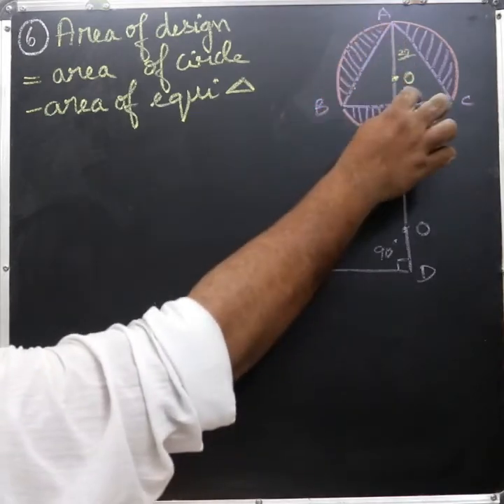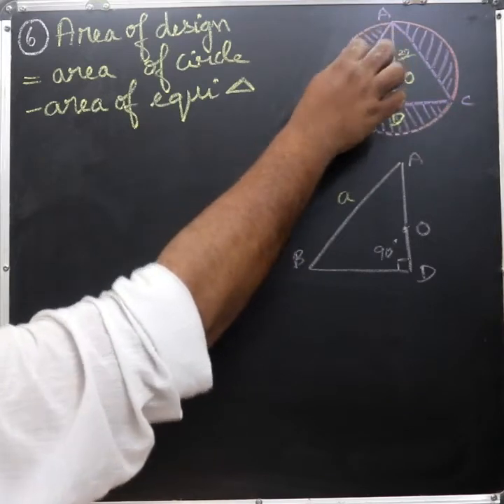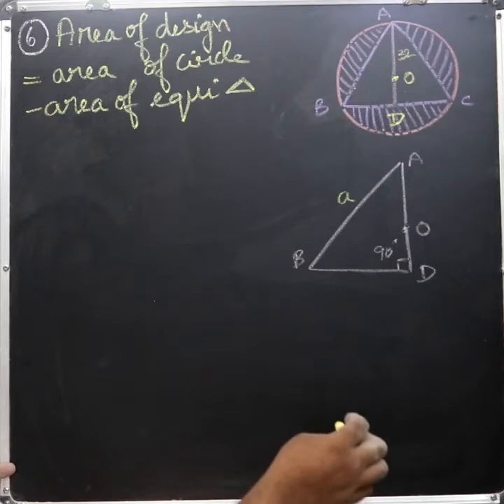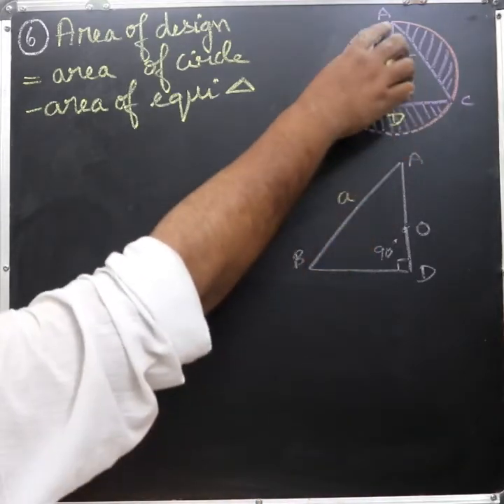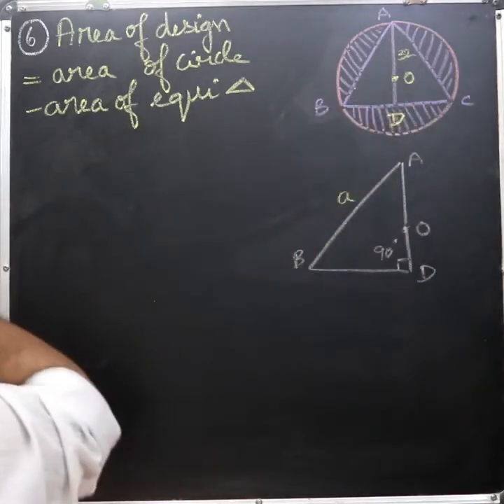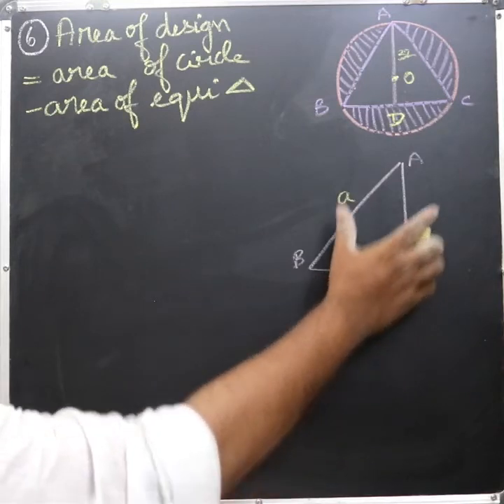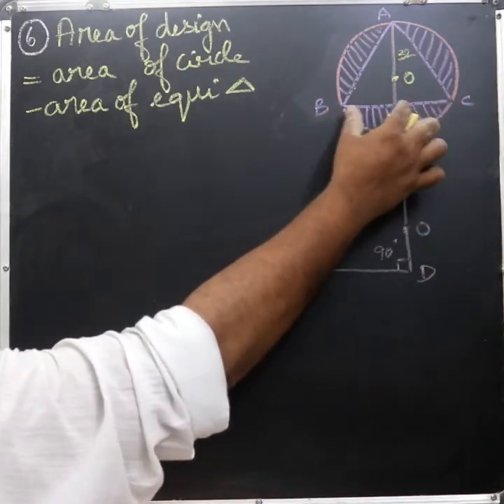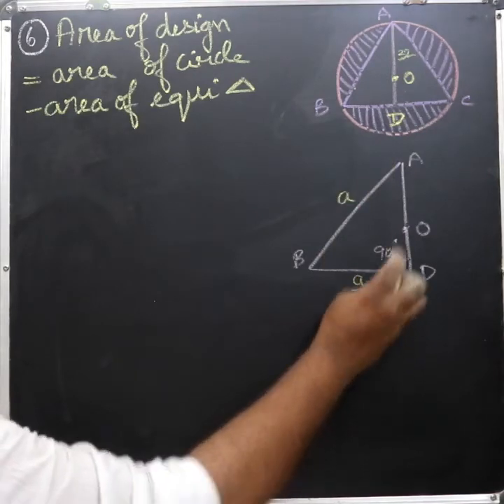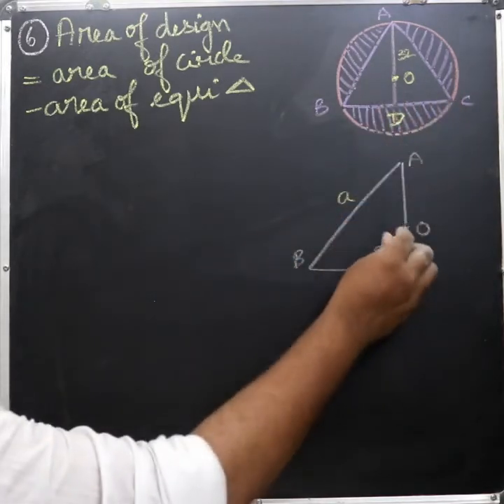Now this is an equilateral triangle. You know that all the three sides will have equal measurement. AB is A, BC is A units, and AC is also A units. You know that the median of a triangle will divide the base into two equal halves. Since it is an equilateral triangle, this point D is going to divide BC into two equal parts. So this side is going to be half of A, A by 2. The other side also will be A by 2.